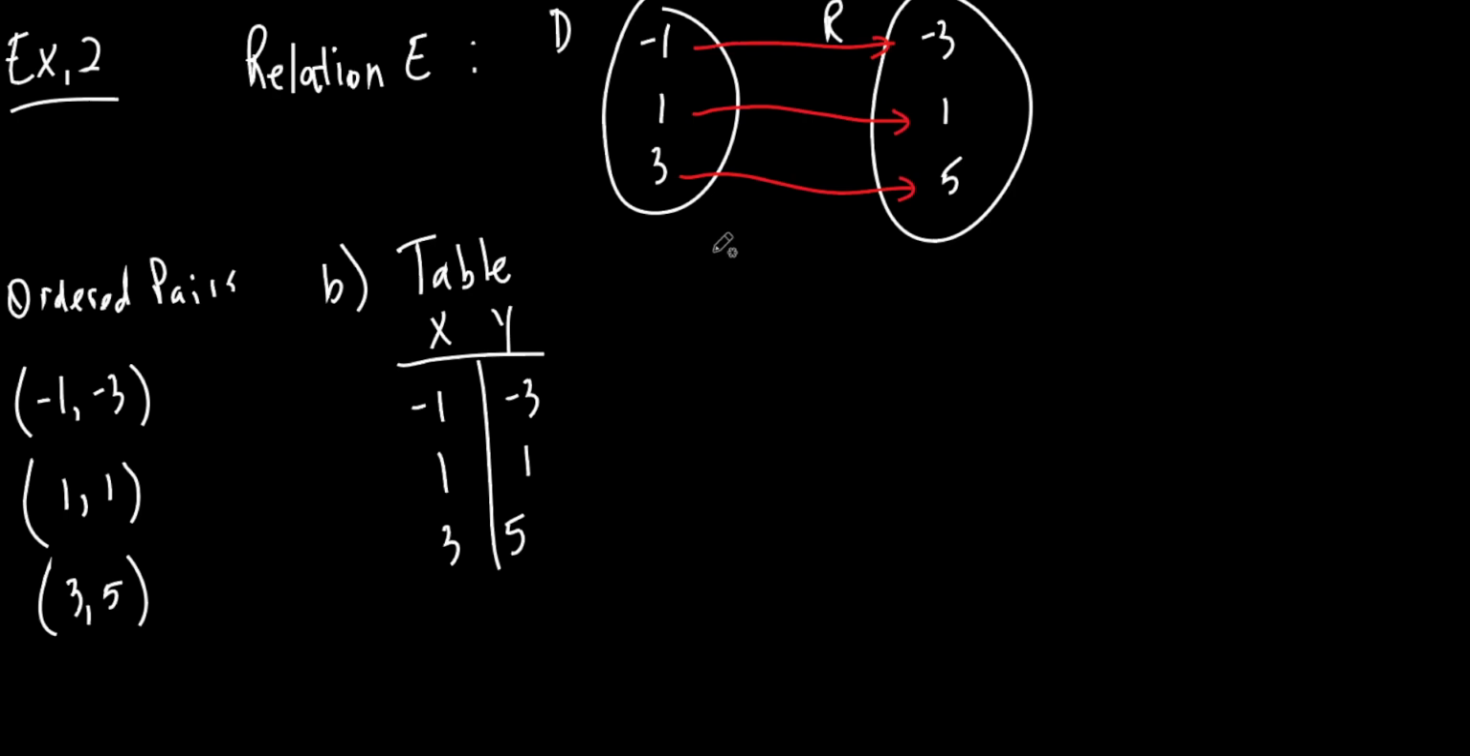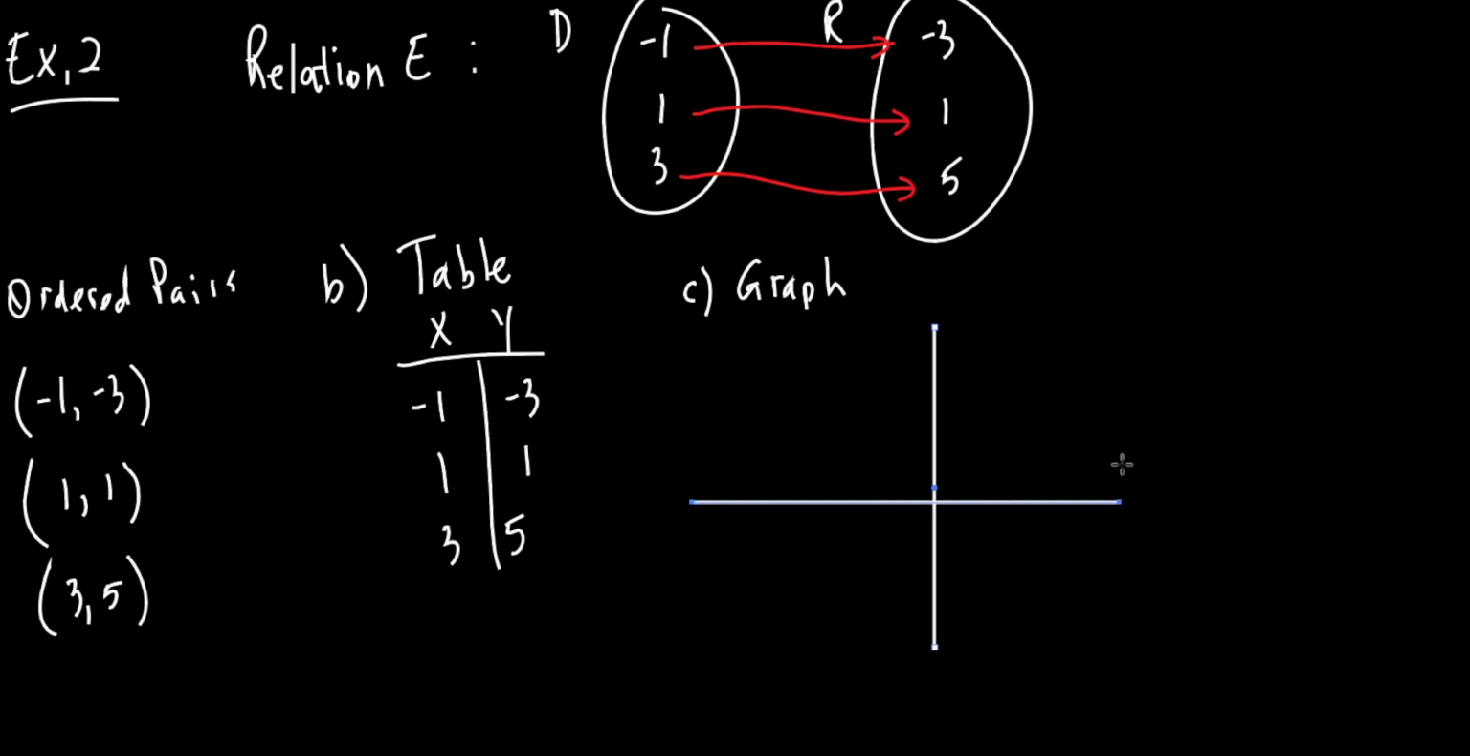And then the next one says write it as a graph. So we'll just do a little sketch. It doesn't have to be super accurate. What's the first one? -1, -3. There's -1, 1, 2, 3. Boom, right there. This is 1, 1, so that's 1, 1 right there. And then 3, 5. 1, 2, 3. 1, 2, 3, 4, 5. Right there. There's your graph. That's all they ask you to do.